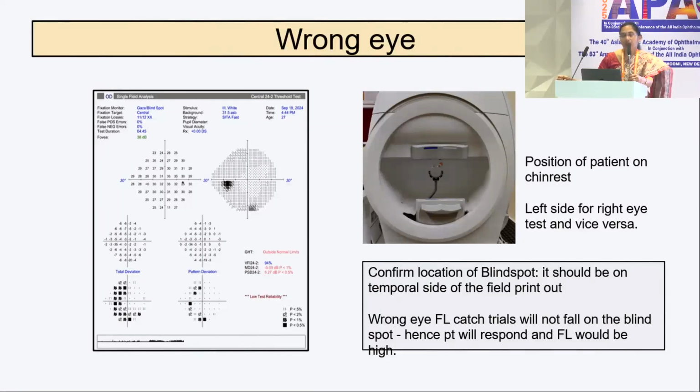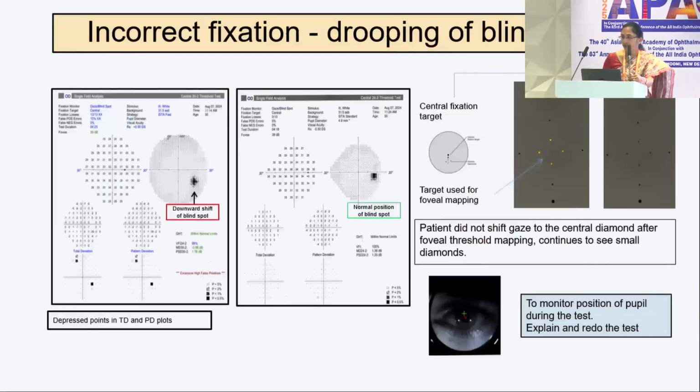Similarly, the wrong eye may be tested, for example, because of the placement of the patient's chin in the chin rest here, as you can see. If the patient is performing the right eye, his chin has to be placed on the left side in this chin rest. So if that improper positioning is done by the optometrist, mistakenly in a wrong way, a wrong eye can be tested and it can cause some artifacts.